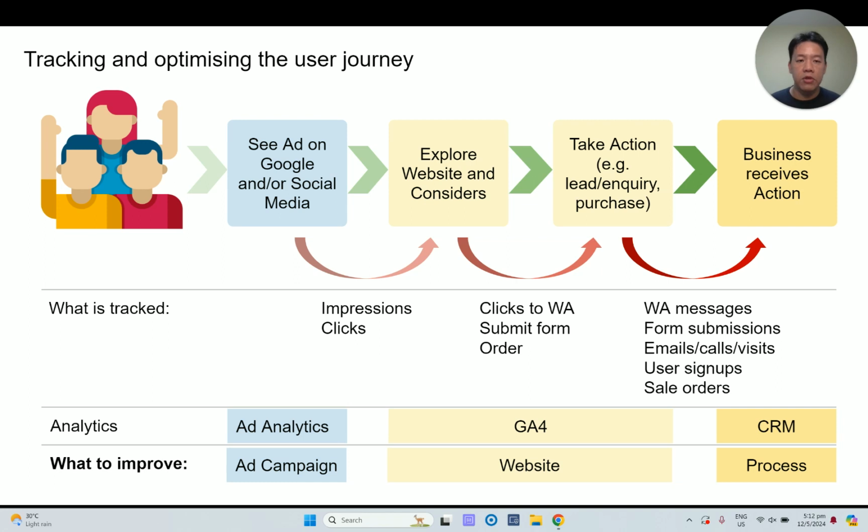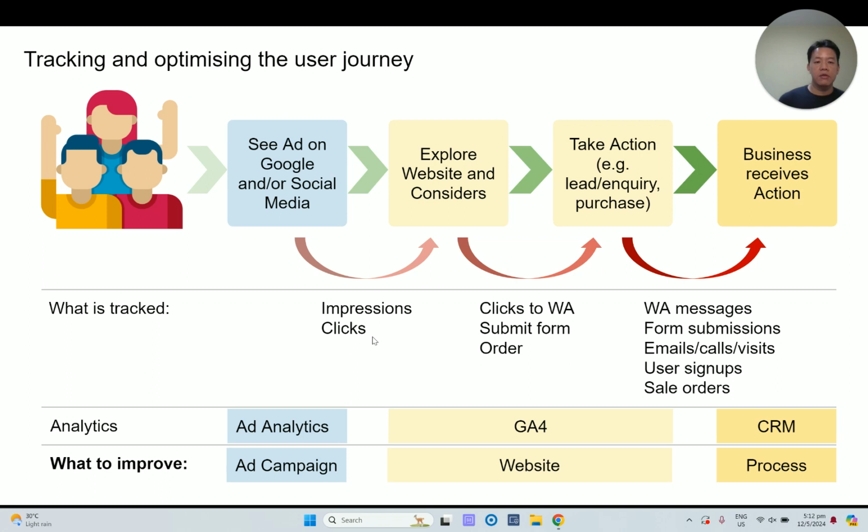And the more important thing we want to look at is, throughout this user journey, what is actually being tracked for us to know whether our ad campaigns or our website are performing, right? So typically, if we are running an ad on Google or social media, whenever the users or your target audience see an ad, we are tracking impressions, right? So we can see that what is being tracked is impressions as well as clicks, right?